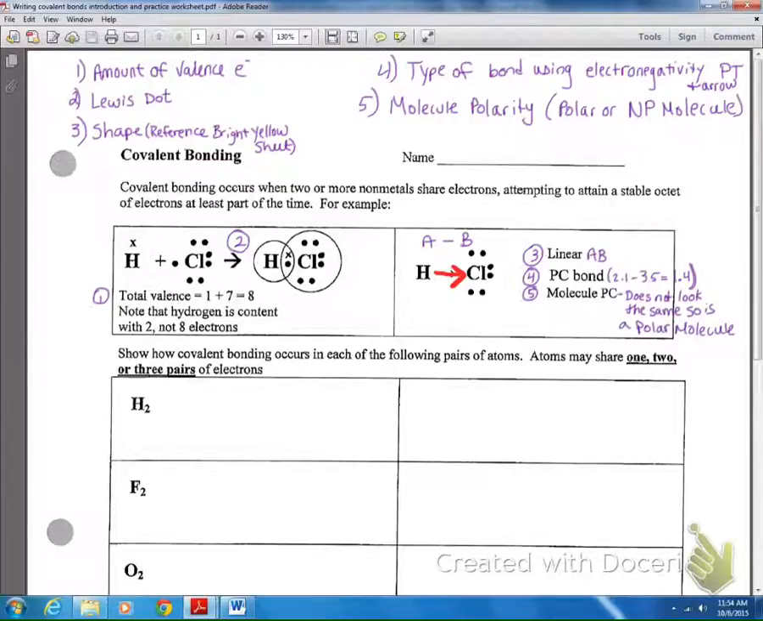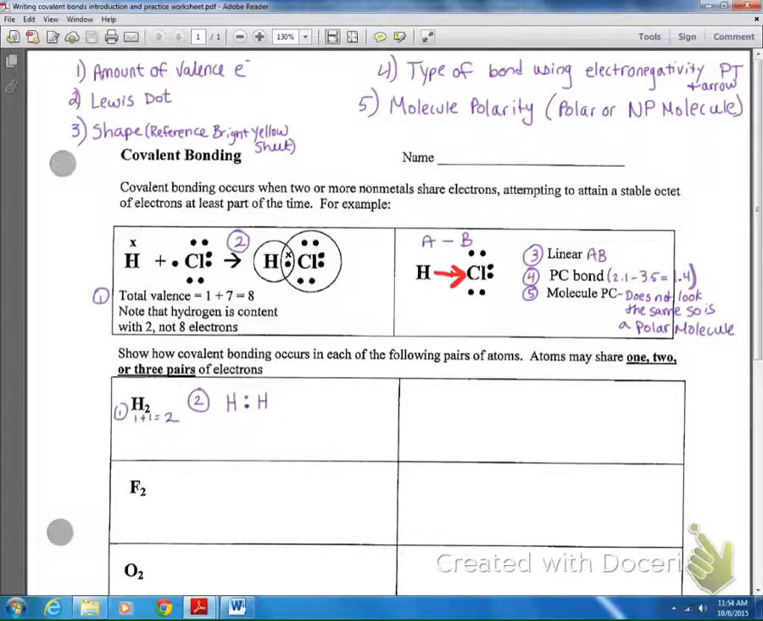So now let's go through all of these 5 things with our hydrogen as an example. So the first thing we're going to do is find the valence electrons. So hydrogen has 1 plus 1, and it's going to equal 2 valence electrons. The next thing we're going to do is the Lewis dot. Anytime we only have 2 atoms, we're just going to set them side by side. And then in this case, because there's only 2 total atoms, we're just going to start by sharing them in the middle. And that makes sense because hydrogen can only have 2 electrons.